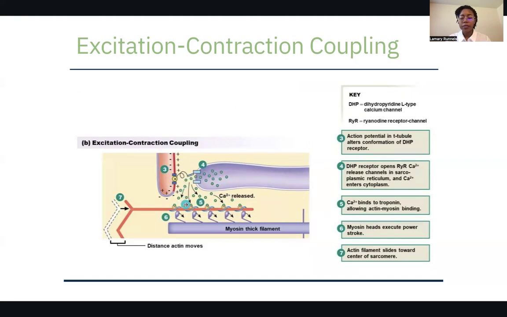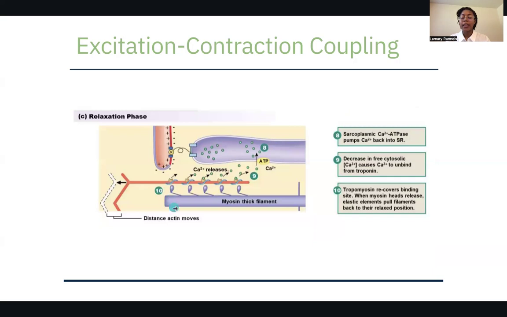The calcium binds to troponin and allows actin and myosin binding, and the myosin head executes the power stroke. After that, the actin filament slides towards the center of the sarcomere. So this dotted line, it moves from this dotted line right here and over into the center. All right, and then after the contraction is completed, the sarcoplasmic calcium is released back into the sarcoplasmic reticulum.